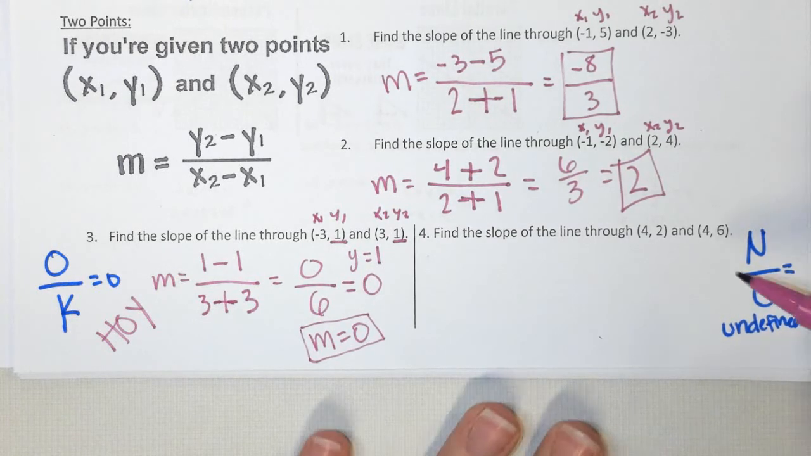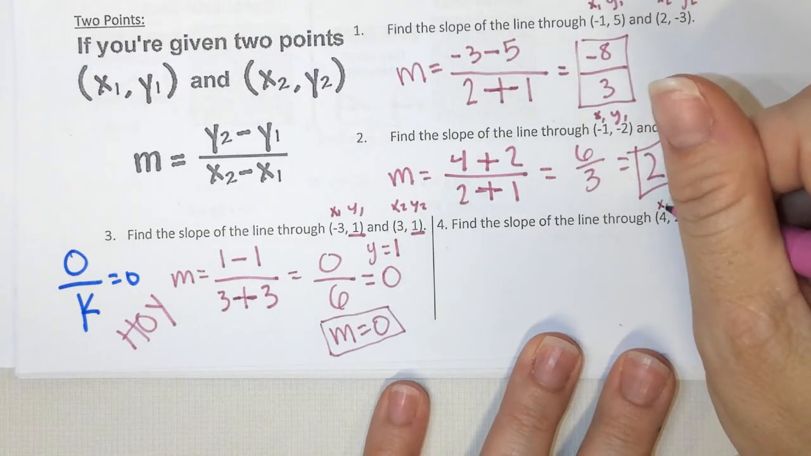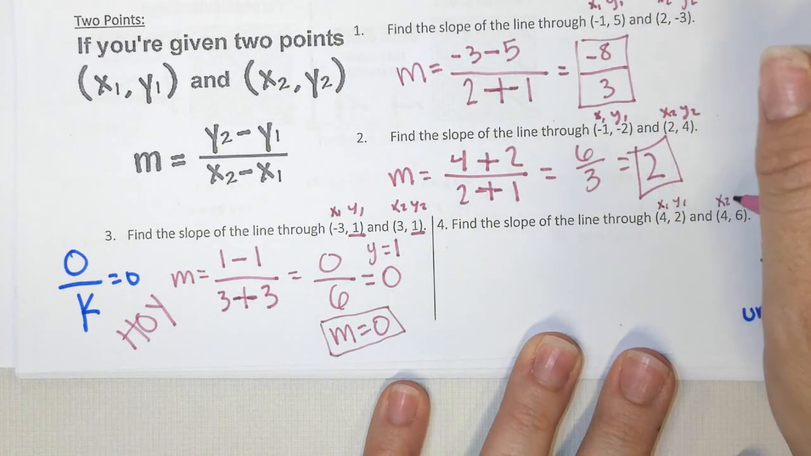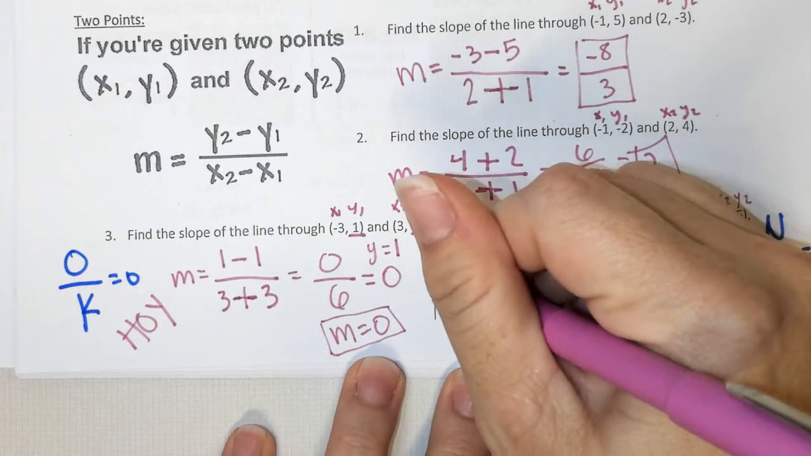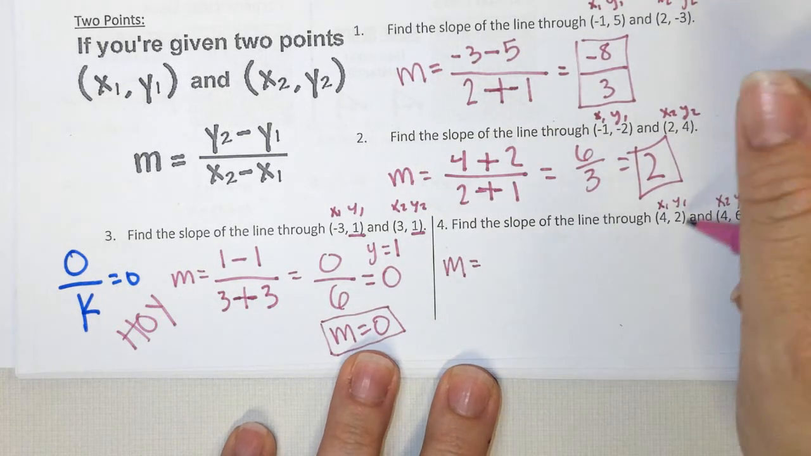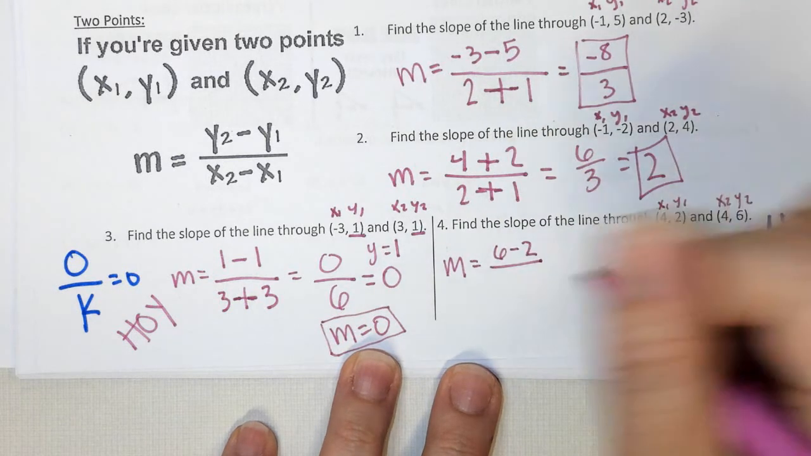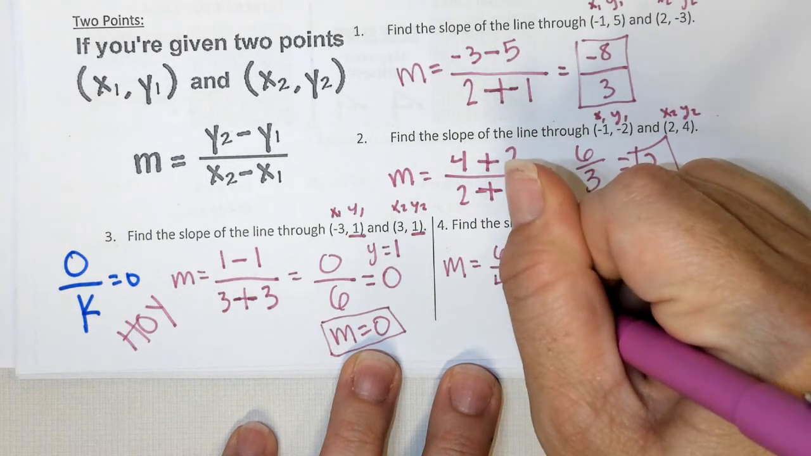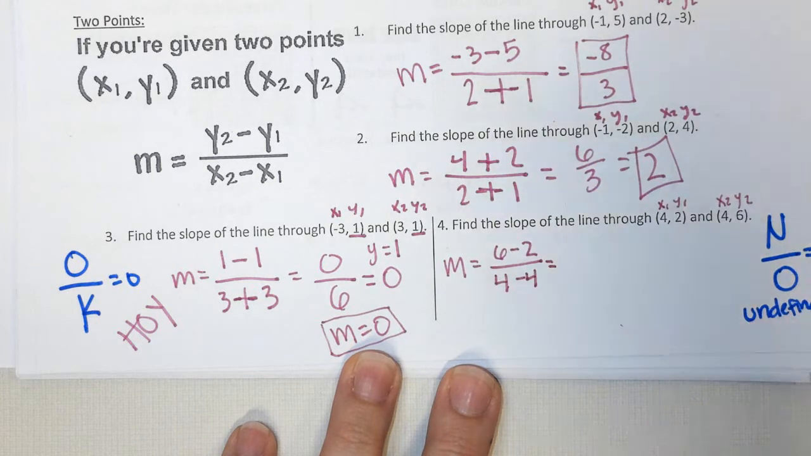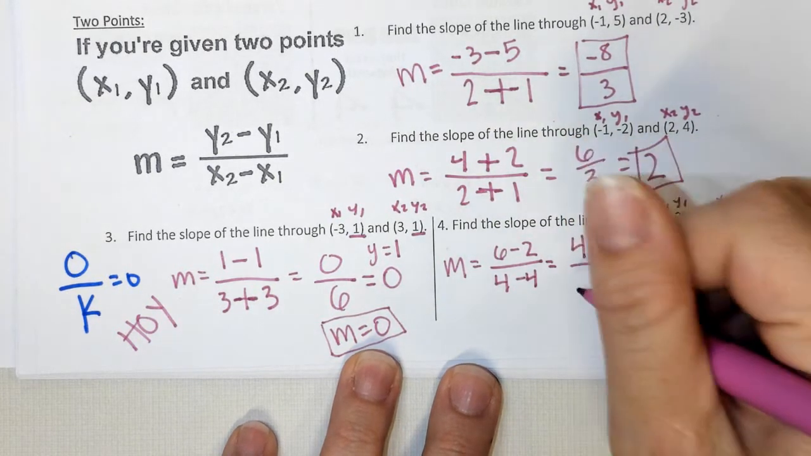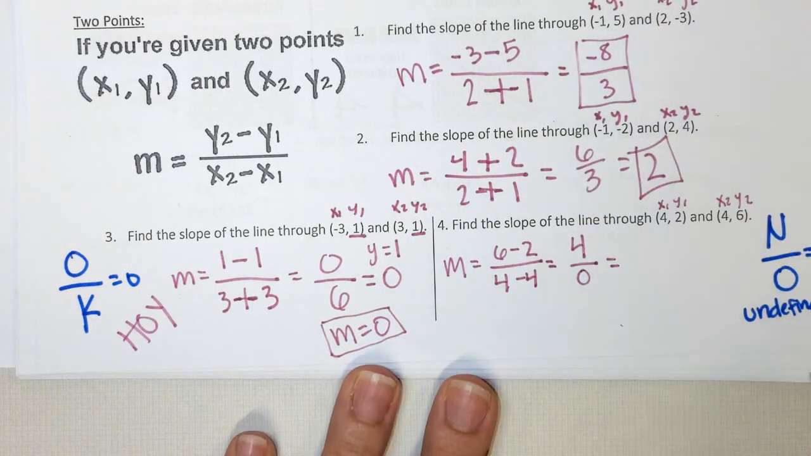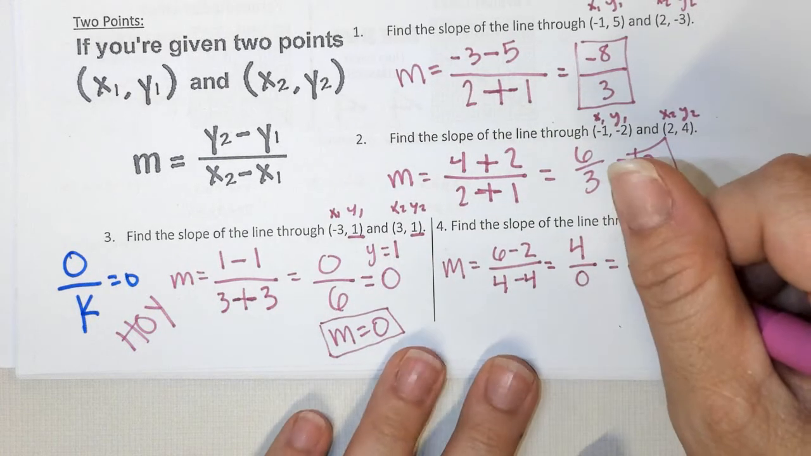Okay, so now let's find this one. x1, y1, x2, y2. So we have 6 minus 2 over 4 minus 4. What's 6 minus 2? 4. Over 4 minus 4? 0. And is that possible? No. So what is it? Undefined.